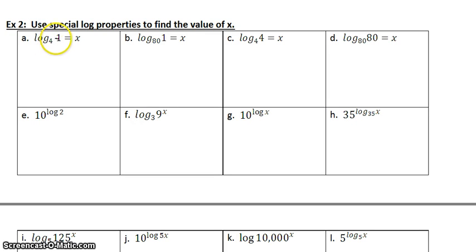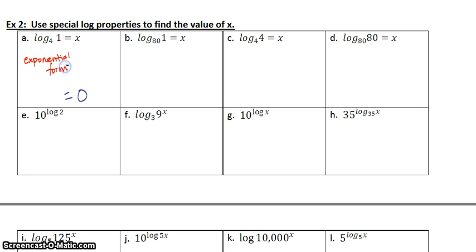First I have log base 4 of 1 equals x. Look back at your formulas, figure out which one this looks like. It looks like the first one I taught you, so the answer is 0. Alternatively, if you don't just know the formulas off the top of your head, we could convert this to exponential form.